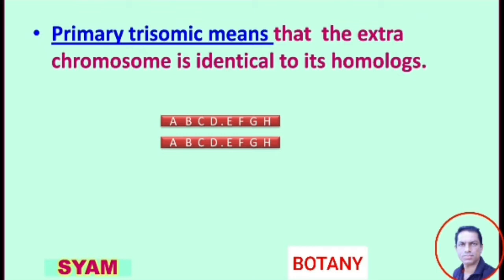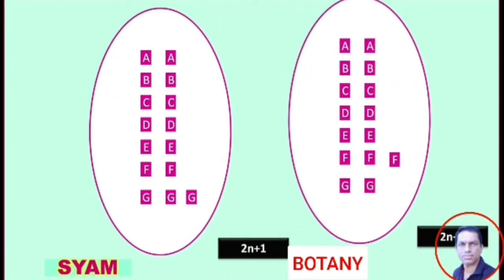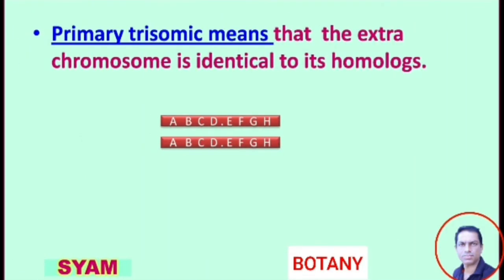The trisomics further divide into 3 types. Primary trisomic means the extra chromosome is identical to its homologous. In this picture we observe another G chromosome or F chromosome, an extra chromosome is added. The added extra chromosome is exactly the homologous chromosome.